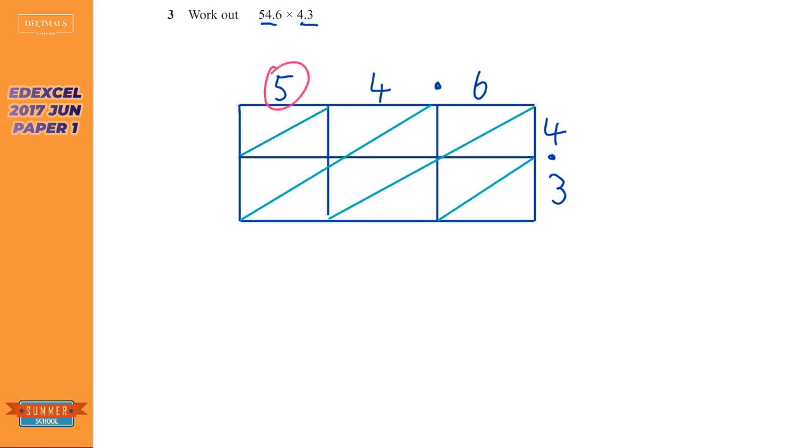So we've got a 5 there and a 4 there. So 5 times 4 is 20. We put the tens at the top left and the units at the bottom right. So next we're going to do 4 times 4, which is 16. 6 times 4 is 24. 5 times 3 is 15. 4 times 3 is 12. 6 times 3 is 18.